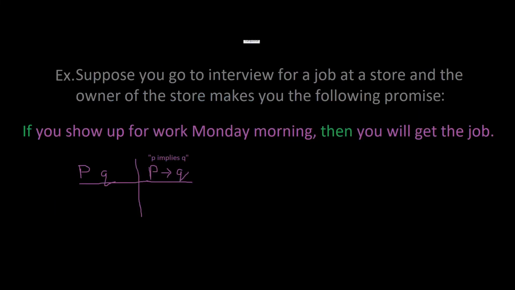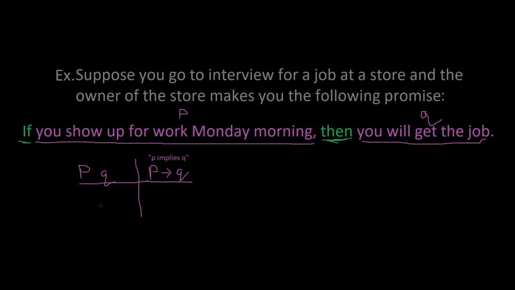Suppose you go to an interview for a job at a store, and the owner of the store makes you the following promise: if you show up for work Monday morning, then you will get the job. The first thing we need to do is address what this statement is. It's a conditional statement, as seen with the if and then. Let's identify the statements contained in this if-then statement. We have two individual statement variables, P and Q, as shown right here.